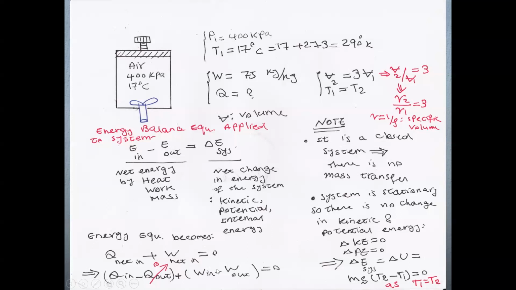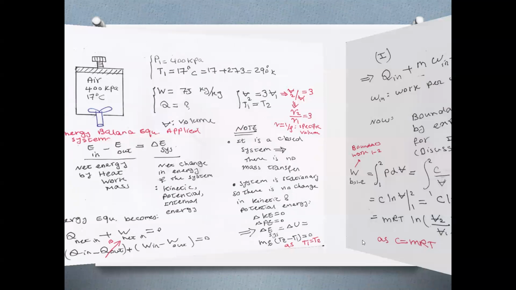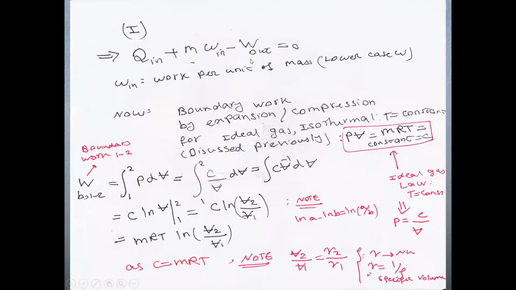And when you divide the boundary work, W_B, by m, because the boundary work, as you calculated, came to m R T ln of V2 over V1, you substitute for this and divide it by m. You get R T ln of V2 over V1 for this term, right?